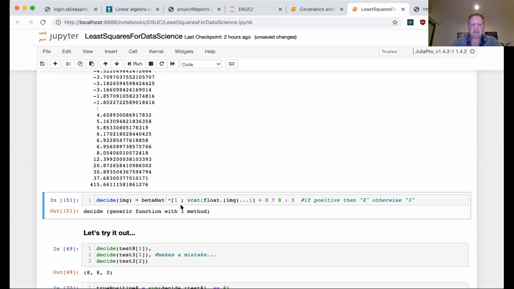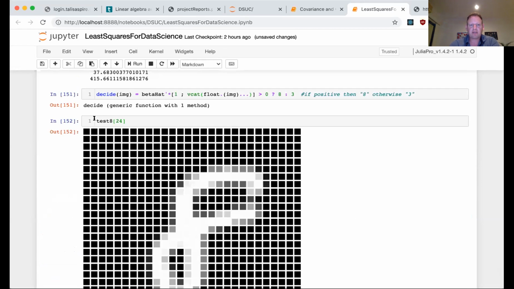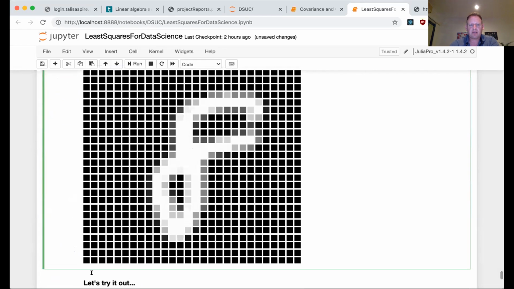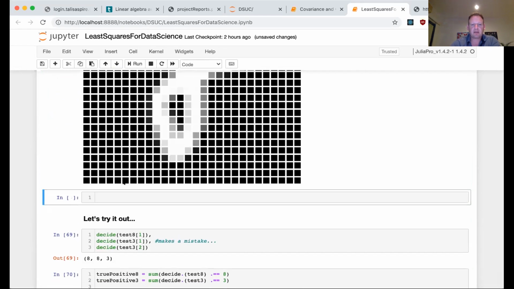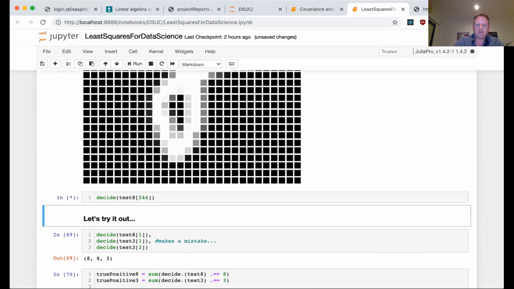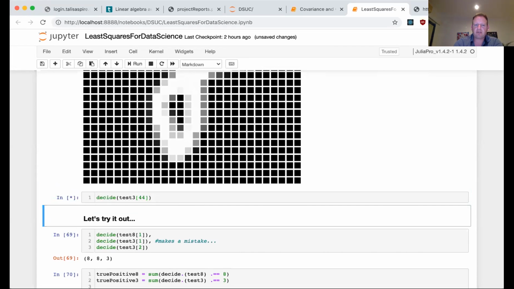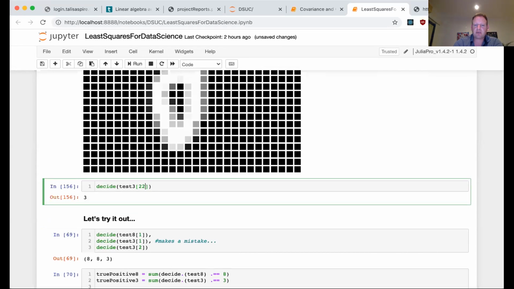So let's take some image. Let's take the 24th 8, and let's apply decide to this guy. We did it. Let's try the 244th 8. It also worked. Let's try the 244th 3. It worked. Let's try the 44th 3. It worked. Let's try the 22nd 3. It worked.